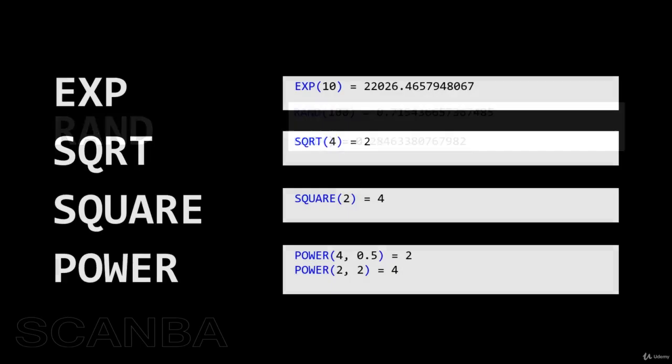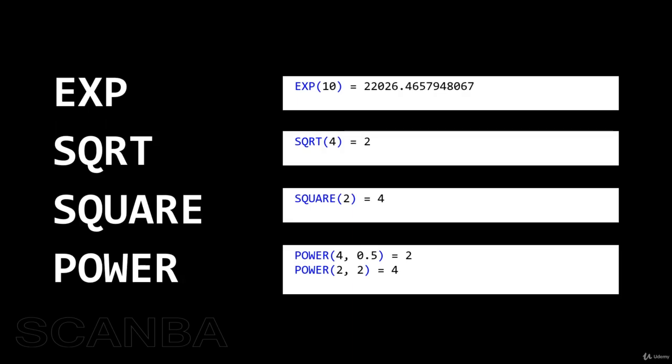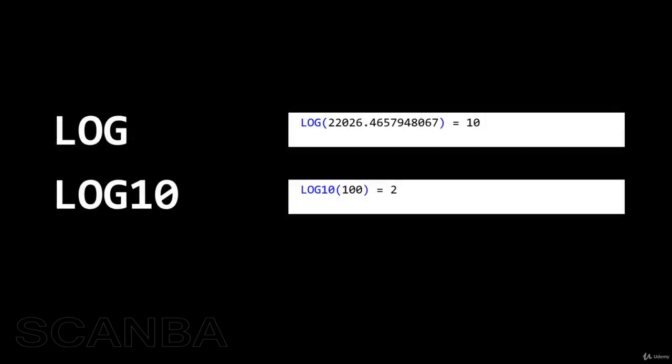The exponent, square root, square, and power functions are intuitive in use. The square root and square functions are shortcuts for the power function with 0.5 and 2 power argument respectively. The log function is a natural logarithm, or the logarithm with the exponent in the base. The log10 function is a logarithm with 10 in the base.